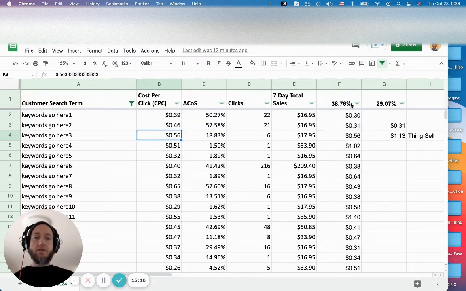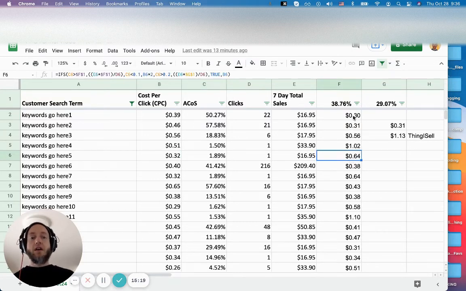So this is 18.83%. That's a pretty good solid ACOS, so it's not going to change it. This one at 56% is too high, so it brought it down. And here, like I said before, it's too low. It's super low, so it's just going to double it only.